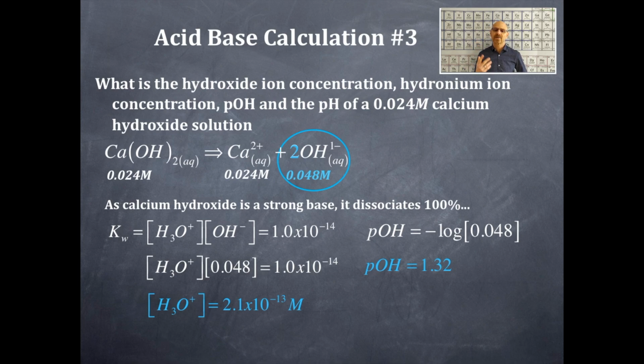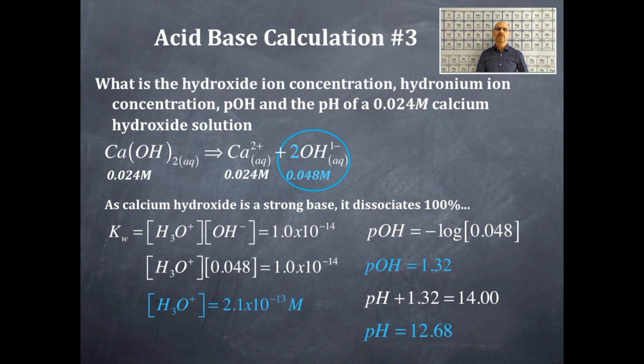Now I need to get the pH of this solution. The pH plus the pOH is equal to 14. That's one of those equations that you've memorized. I plug in the pOH value, then subtract 1.32 from both sides, and I get the pH value. The pH value is 12.68. I got 2 decimals in both the pOH and the pH.